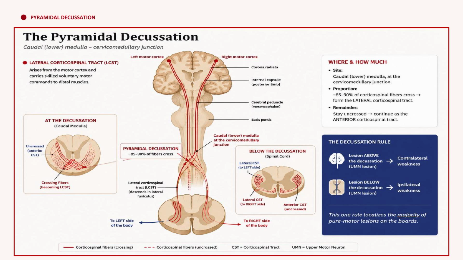If the lesion is above the decussation, cortex, internal capsule, midbrain, pons, upper medulla, the weakness is on the opposite side of the body because those fibers are destined to cross. If the lesion is below the decussation in the spinal cord, the weakness is on the same side because the fibers have already crossed and are now descending ipsilaterally. Drill this until it is reflexive. Right-sided cortical stroke, left-sided weakness. Left cervical cord hemisection, left-sided weakness below the level. The decussation rule is arguably the single highest yield sentence in clinical neuroanatomy.